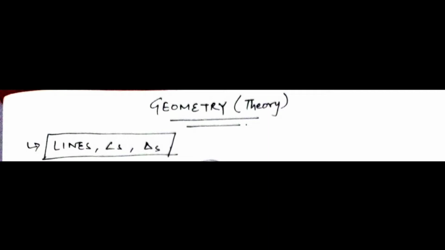So, geometry for CAT, like we've discussed before, is a very, very important topic, as important as algebra. And in geometry, we have two main chapters: lines, angles, triangles, and mensuration. In the first one, they can ask you what the angle is or what the length of the line is. And in mensuration, we will be asked either the area or the volume. 70% of the questions are from area and volume. So let us start with the first chapter, lines, angles, and triangles.